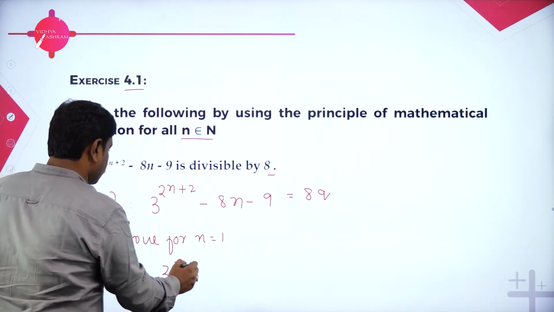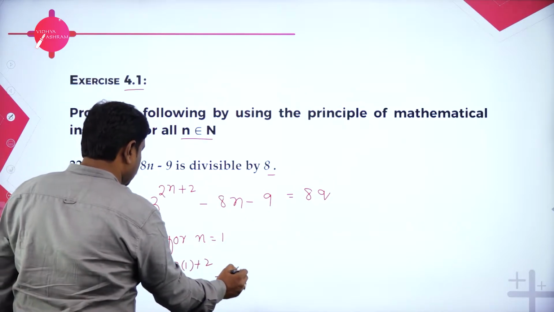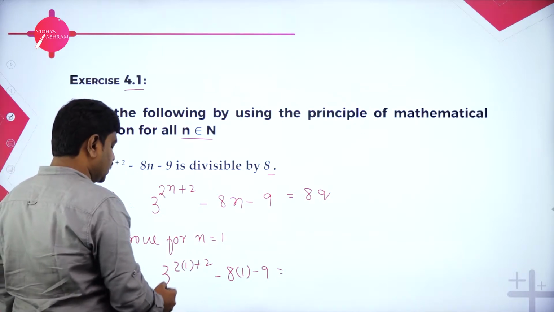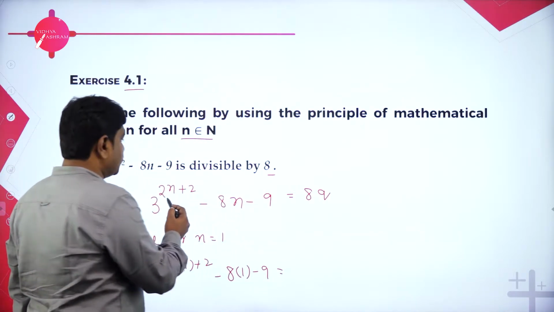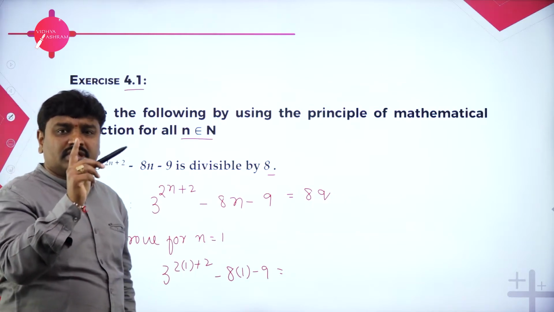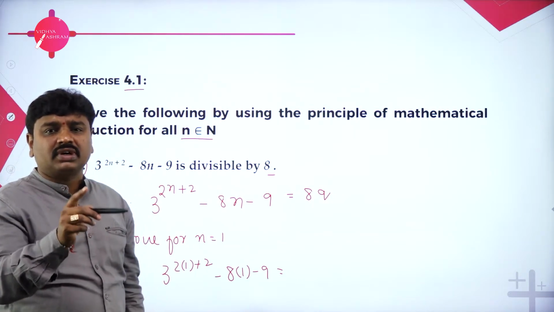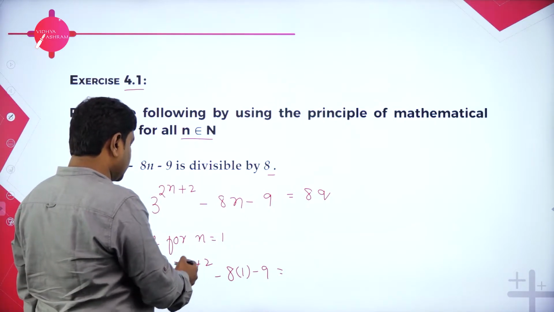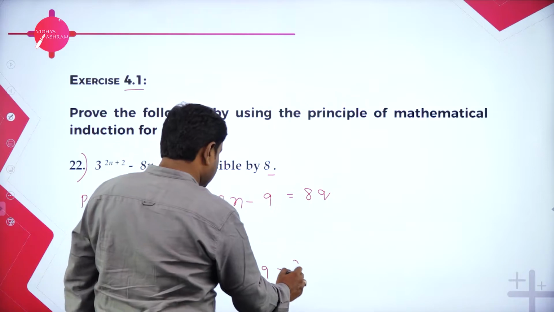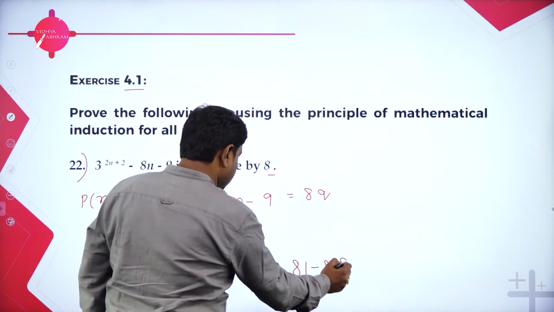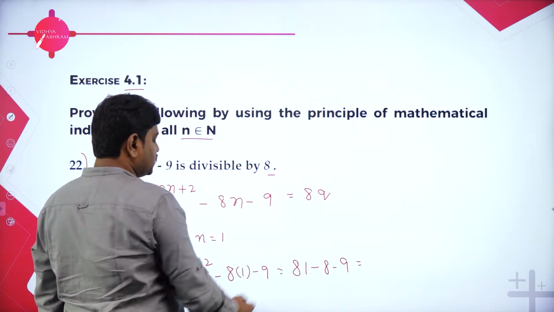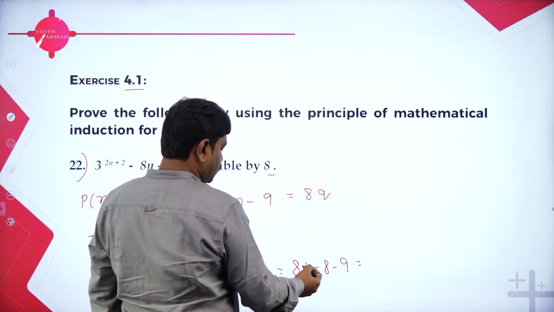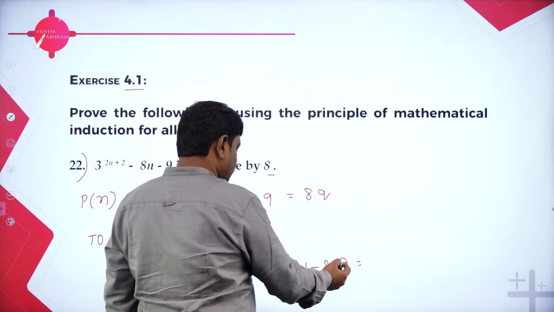So 3 power 2 into 1 plus 2 minus 8 into 1 minus 9. So 2 1s are 2 plus 2 is 4, 3 power 4. I'm assuming n equals 1. All of you know the first step in PMI is for proving for n is equal to 1. 3 power 4 is 81 minus 8 minus 9. 81 minus 8 is 73. 73 minus 9.